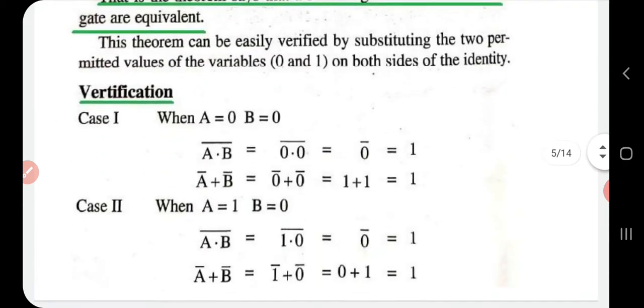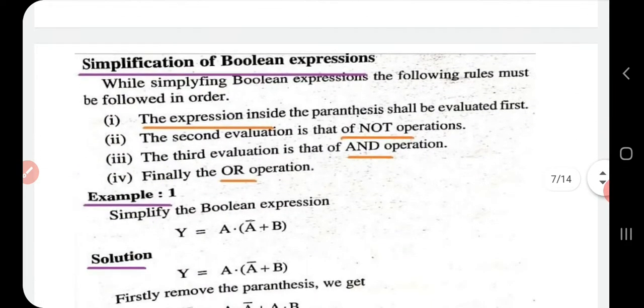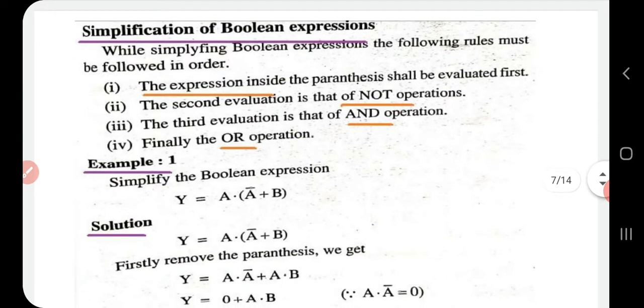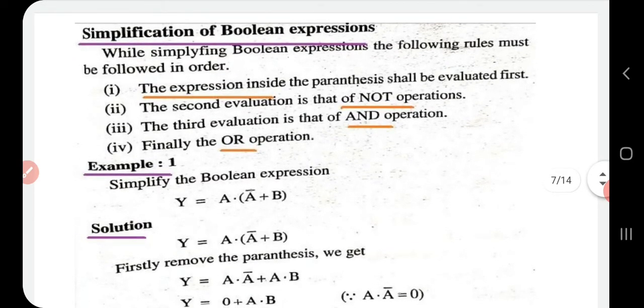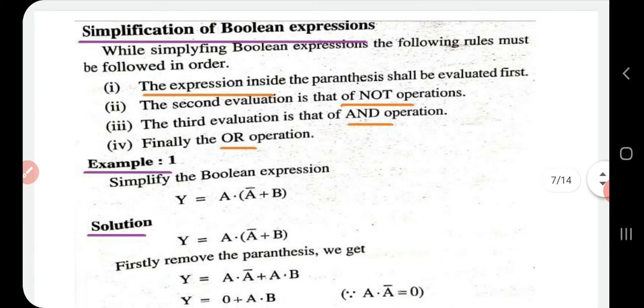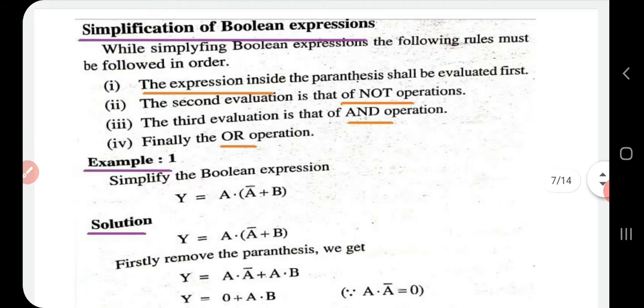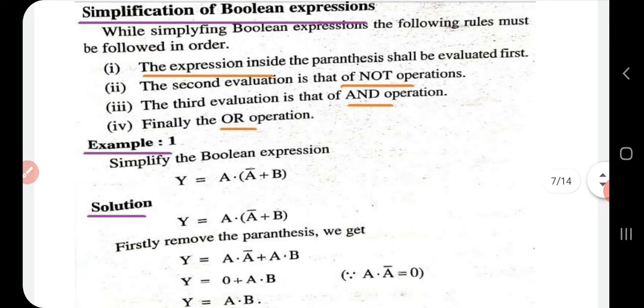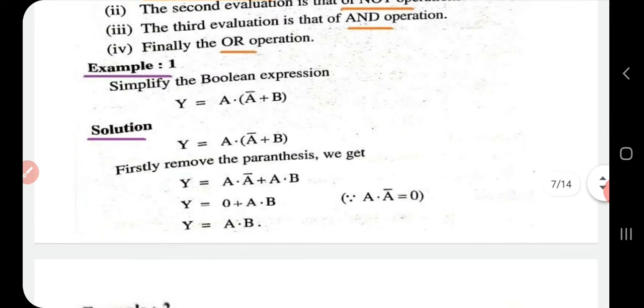Okay. Now we are trying to solve some sample problems, Boolean expressions. So when you are given a Boolean expression to simplify, first you have to solve the thing that is given in parenthesis. Then you have to evaluate anything that involves the NOT operation. Then comes the AND operation, and finally you have to go for the OR operation. So let us solve this one.